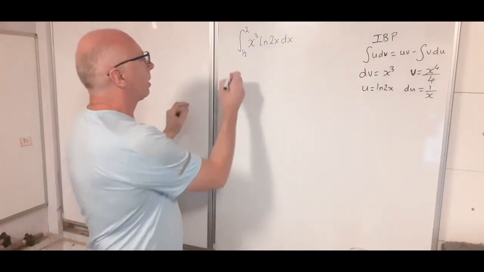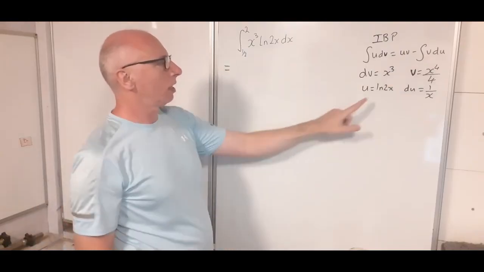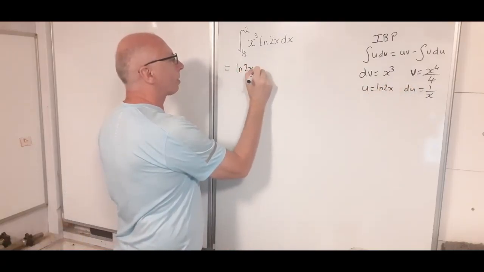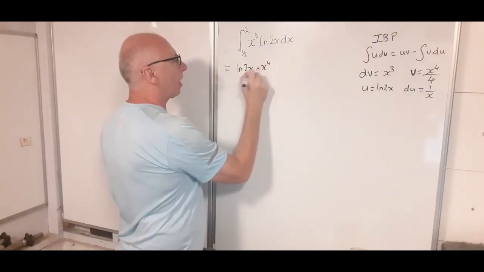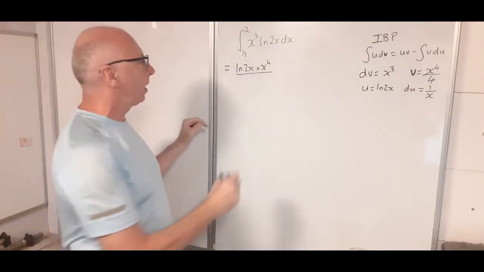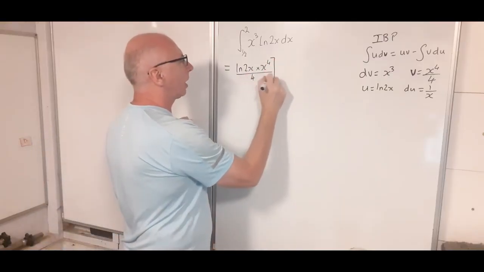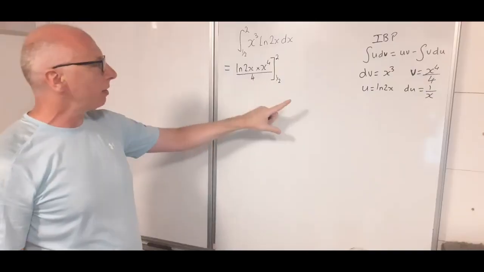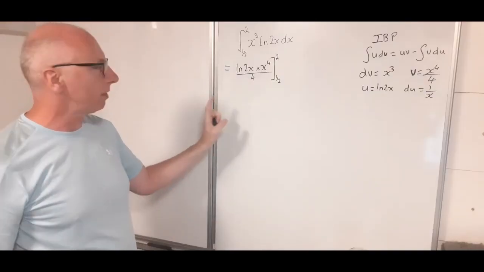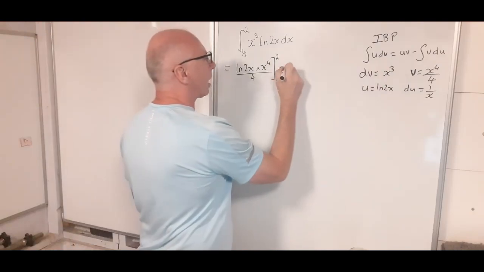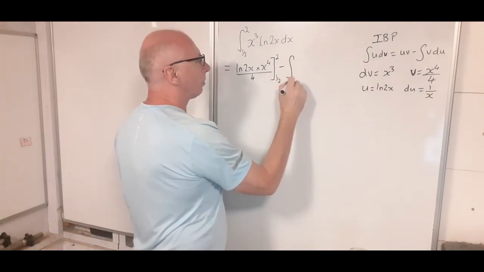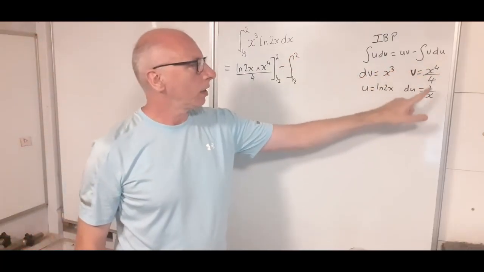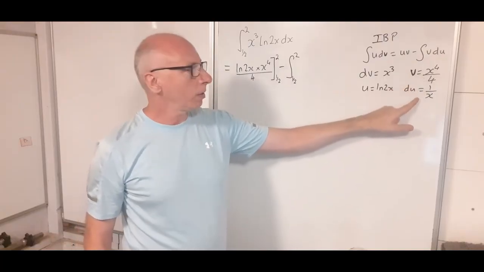So I set it equal to u times v, so that times that. So I've got ln 2x, put x to the 4 like that so I don't get confused, and divide it by 4, and that is calculated over my limits. This is actually part of my answer, so I just calculate that, and that's a value which is part of the answer. So that's all good. Now I need to subtract and create a new integral from a half to 2, and this time I've got v and du.